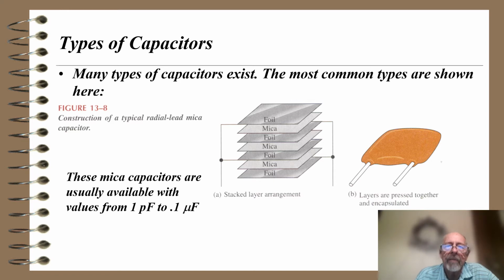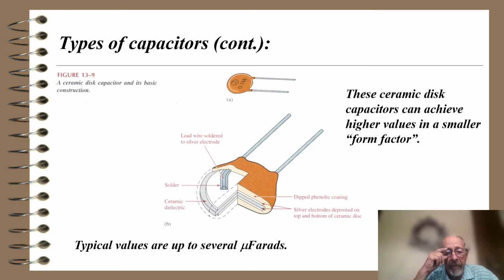So here's a different type of capacitor, the ceramic disc capacitor. The ceramic disc capacitors can achieve higher values in a smaller form factor, and so it turns out we have two leads and a ceramic dielectric between a couple discs, so we call this ceramic disc. Again, typical values are up to several microfarads.